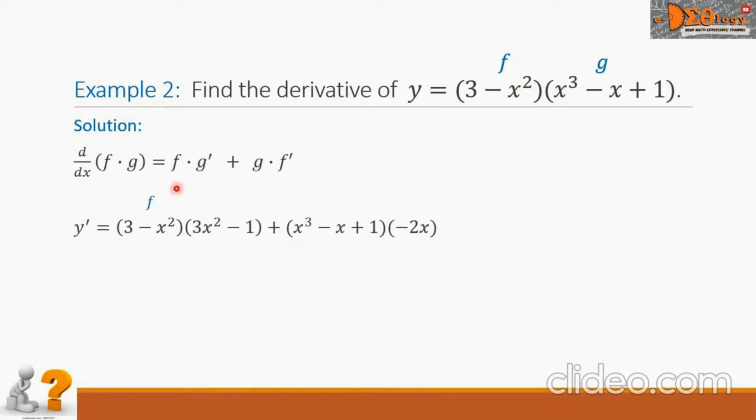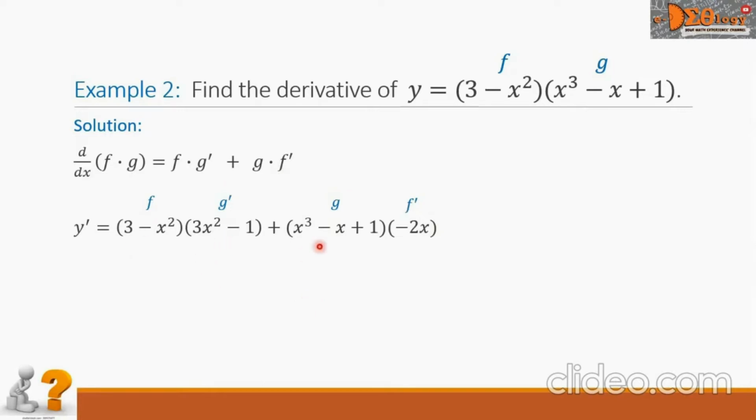The first function here is the f, that is the 3 minus x squared, then multiplied by the derivative of the second function, that is g prime. So we have here 3x squared minus 1, then plus, the g is the second function, so we have the x cubed minus x plus 1 times the derivative of the first function f, that is f prime. So we write here negative 2x.